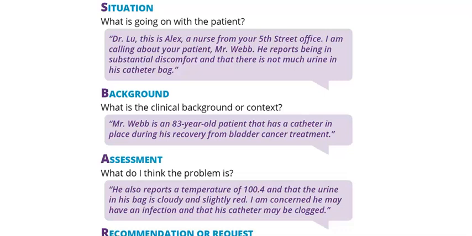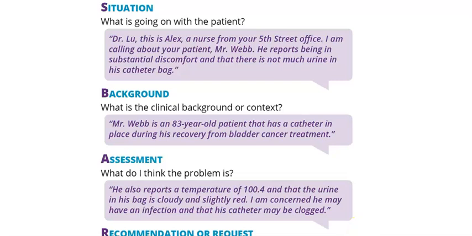Then, what is the clinical background or context? Mr. Webb is an 83-year-old patient that has a catheter in place during his recovery from bladder cancer treatment. Next, you have assessment. What do I think the problem is? He also reports a temperature of 100.4, that the urine in his bag is cloudy and slightly red. I'm concerned he may have an infection and that his catheter may be clogged.